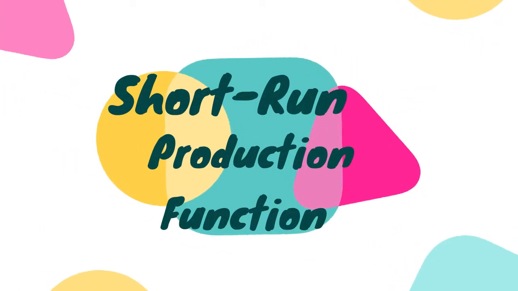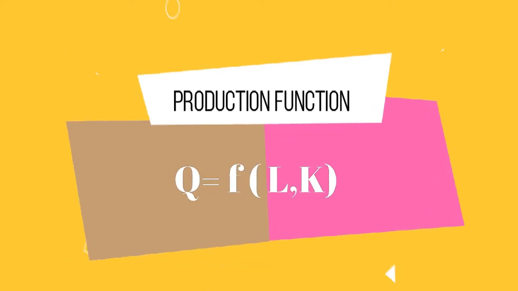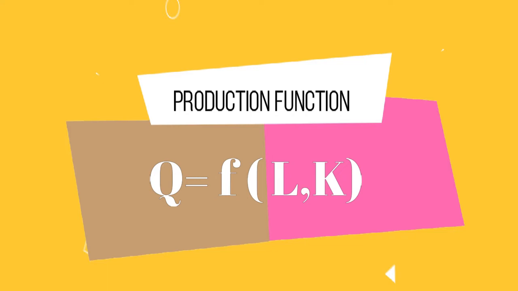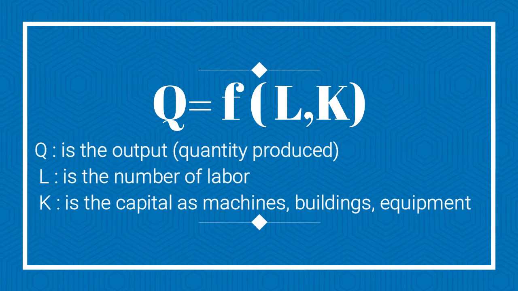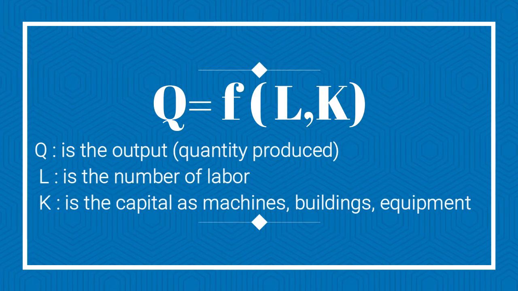Short-run production function. The production function is Q as a function of L and K. Q is the output. L and K are the inputs. So Q depends on L and K. Q is the output or the quantity produced in the production process.